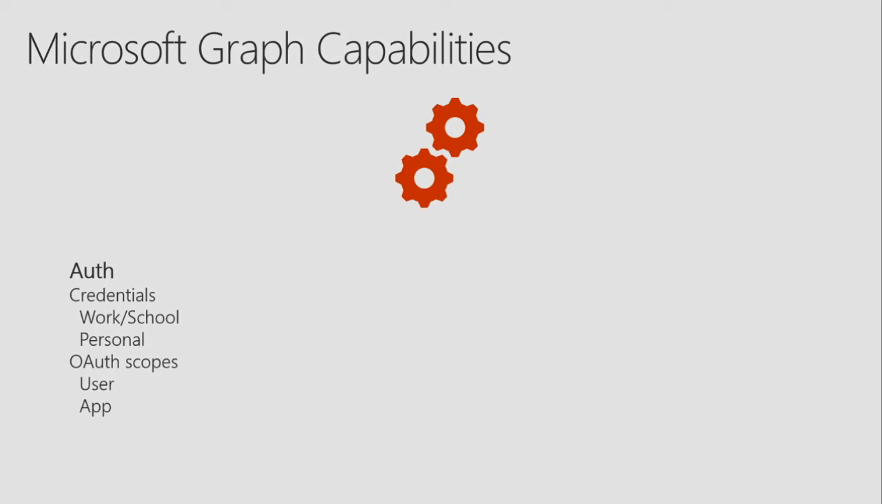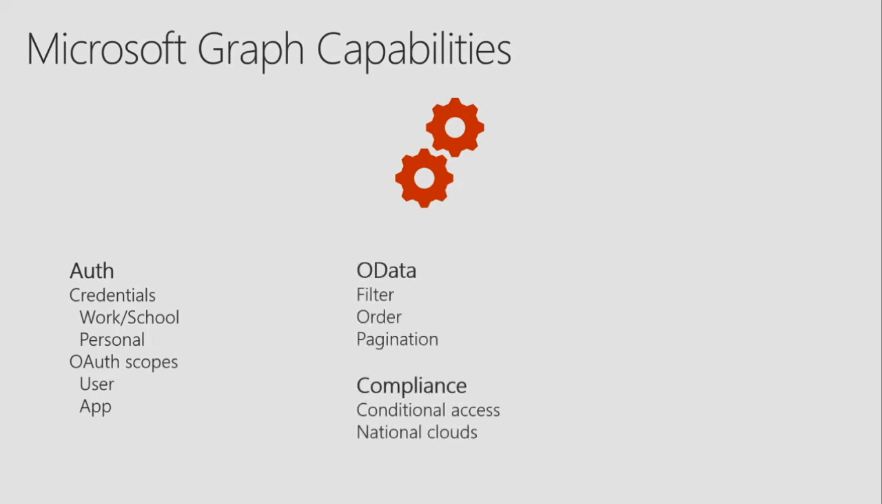you have to have authorized access to it. So you can work with either users from work or school accounts or personal accounts, but there's always an access token that needs to be present. And this can be either a user-delegated flow or an application flow. We saw a little bit of the OData capabilities on doing filter, pagination, and ordering of the requests. It's important to note that in addition to just the normal capabilities that the graph has for accessing data, this is not only working on the worldwide cloud, but it's also working on national clouds and supports conditional access.